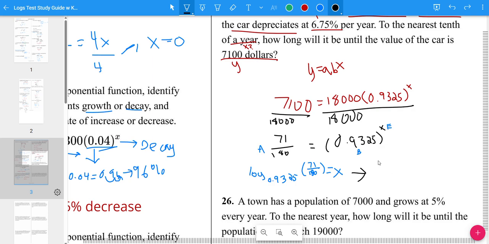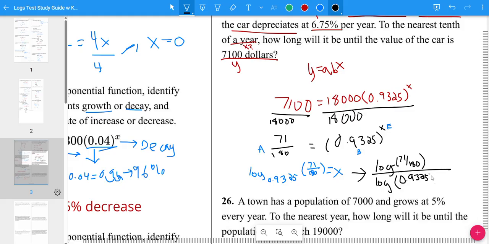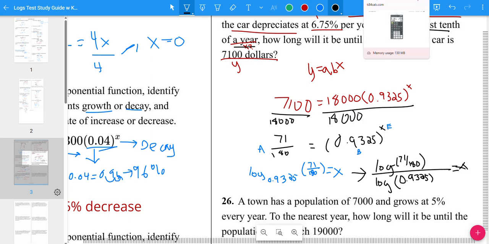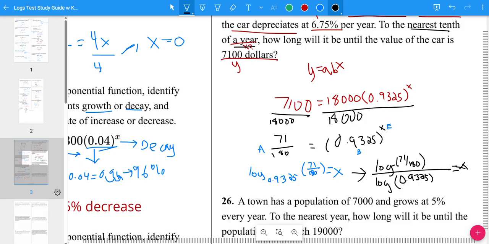So log over log for base on bottom. 71 over 180. And we're rounding to the nearest tenth of a year. So when I type this in, let me go ahead and type it in on a separate screen just so I can look at it at the same time.